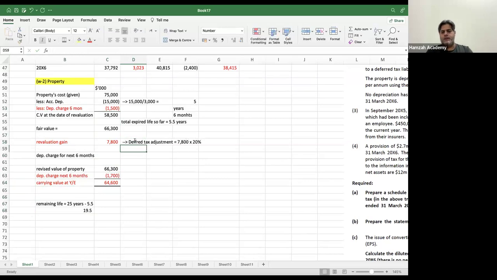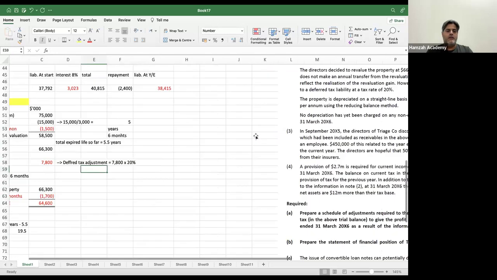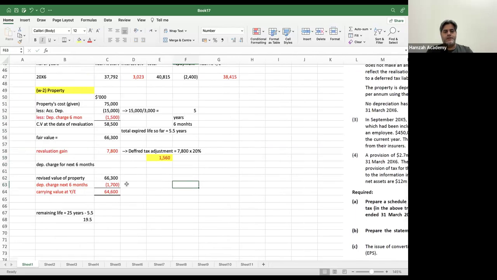7,800 into 20%. I guess this was the rate of tax, 20%. Yeah. So that's going to be 1,560 as well. This is something we have to do the adjustment for as well. Now let's just start posting.